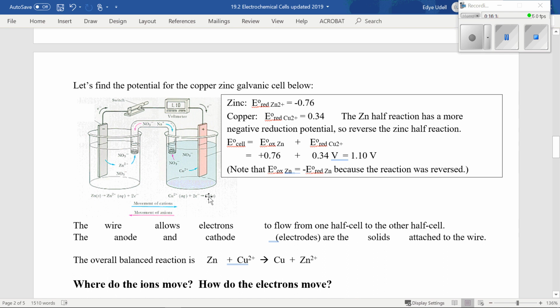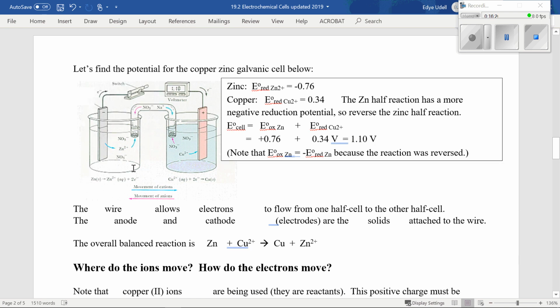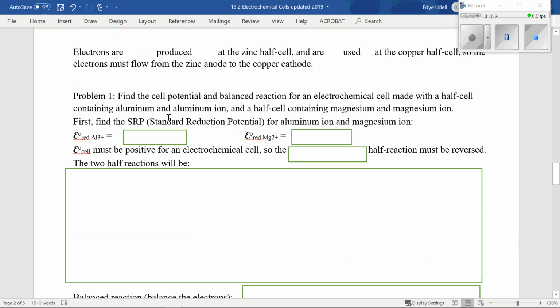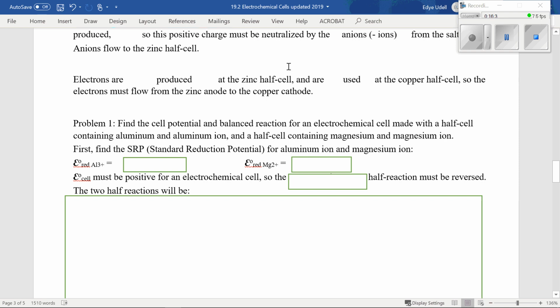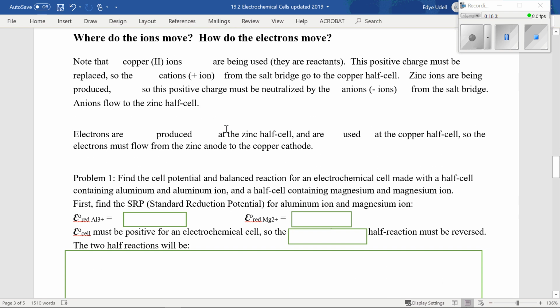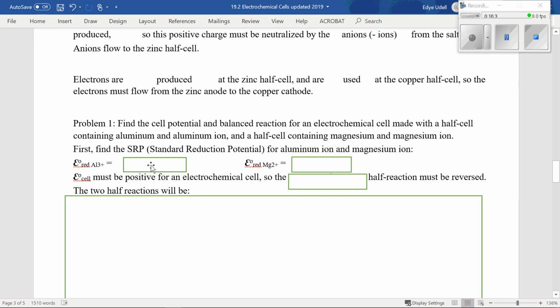This is reduction, therefore copper is the cathode. This is oxidation, therefore zinc is the anode, an ox and a red cat. Okay, let's do a problem. That was just an example. You're going to do this one on your own. Actually, this is really our second problem. The first, I just always say it's an example though.